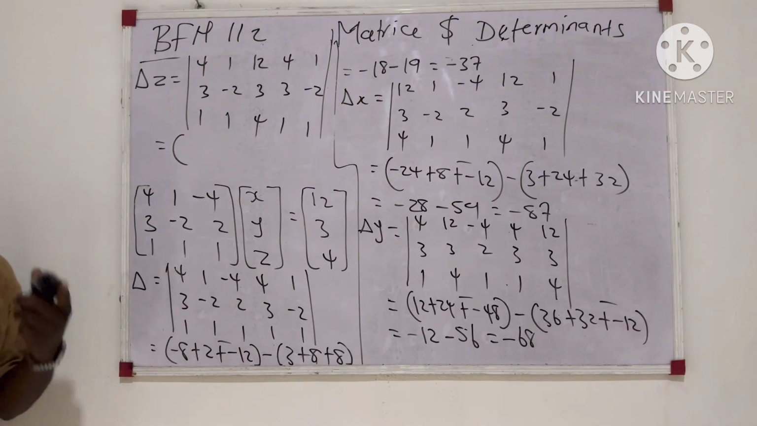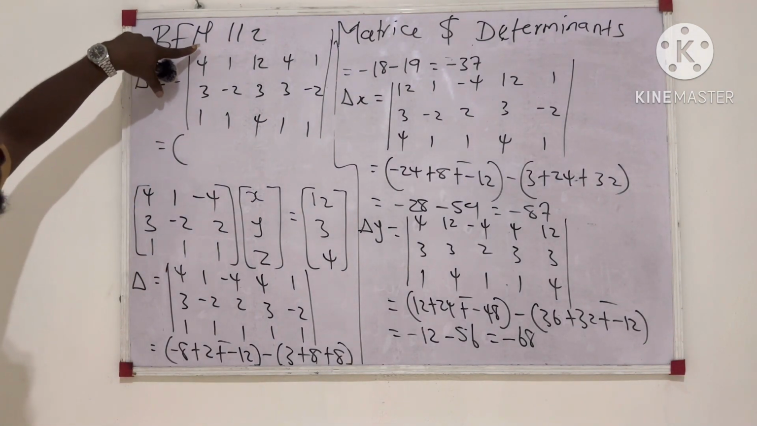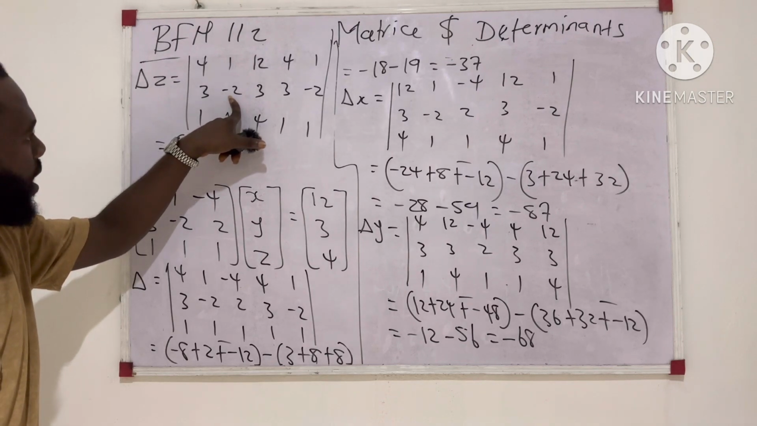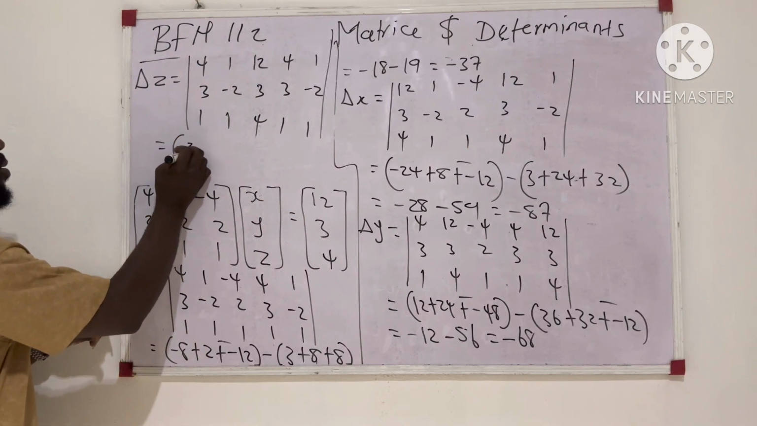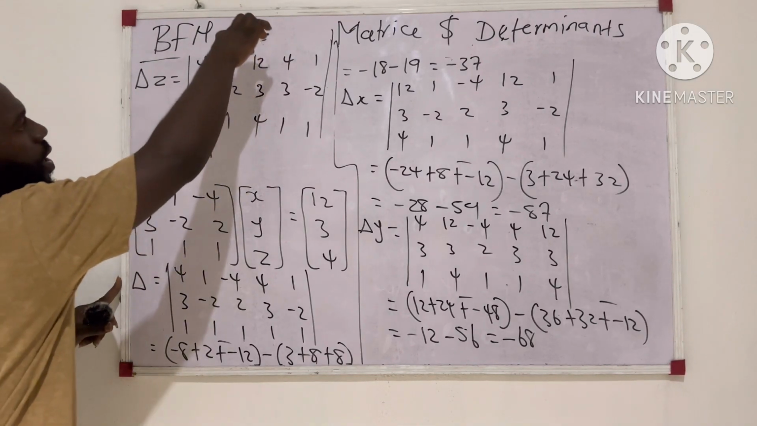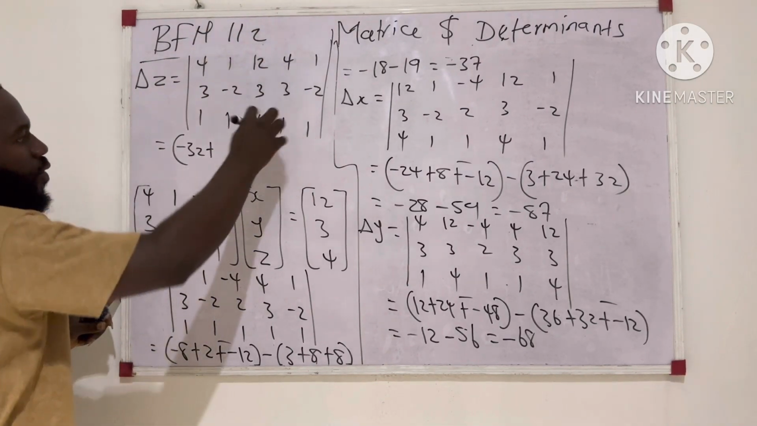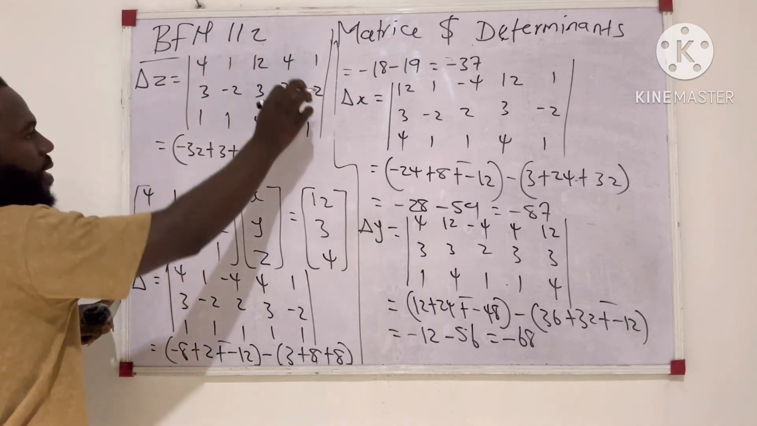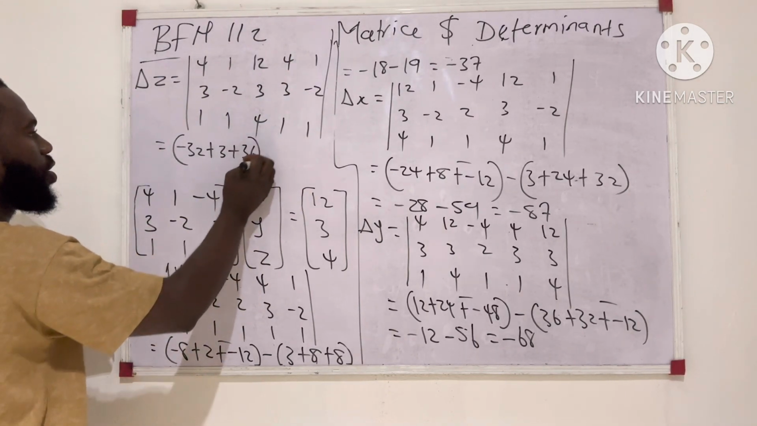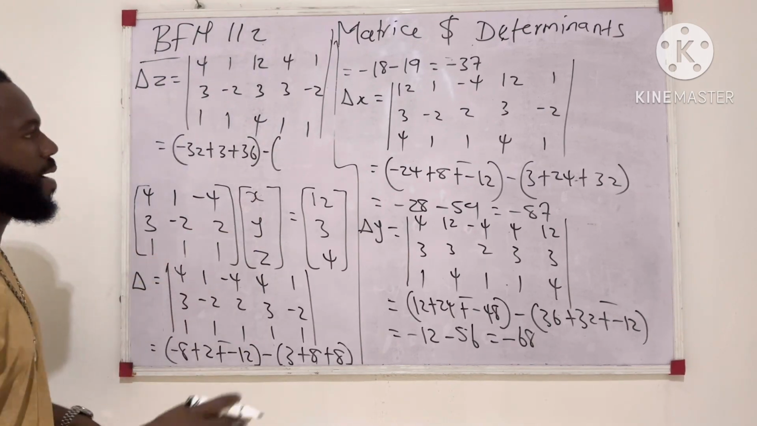Now, without wasting time, let's begin. 4 times minus 2 gives us minus 8. And minus 8 times 4 gives us minus 32. Plus 1 times 3 gives us 3. Times 1 gives us 3. Plus 12 times 3 gives us 36. Times 1 gives us 36. Minus, all right?